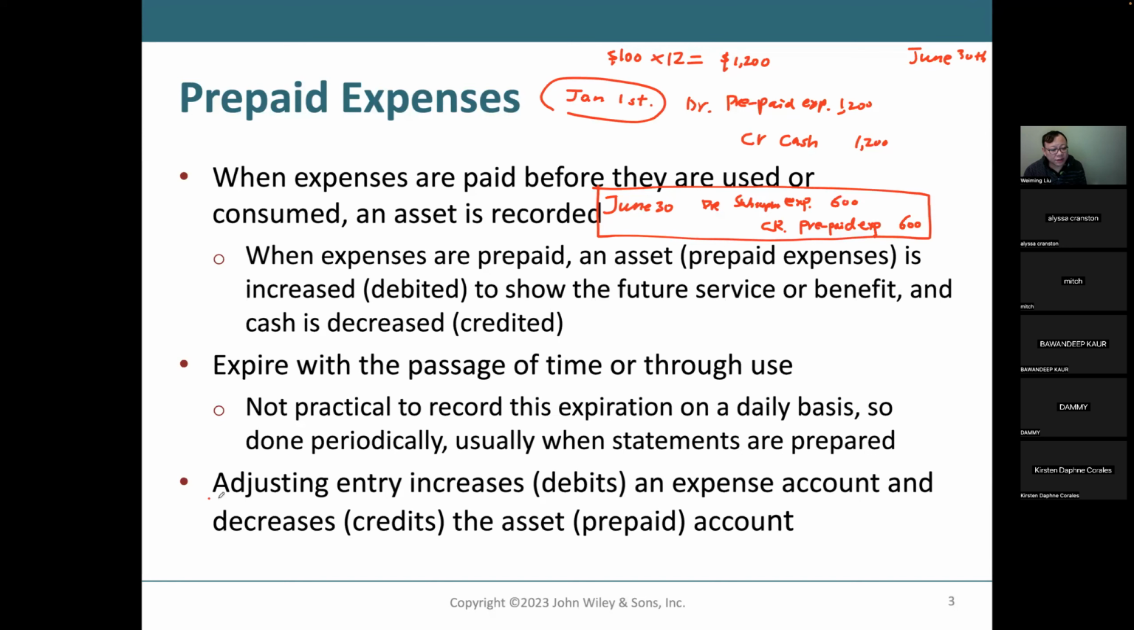So in the accounting adjusting entry, an increase in an expense account uses a debit. So in our example, we debit the subscription expenses, and for the decrease, which is a credit, the asset prepaid account. So I credit the prepaid expenses account. So this example shows you how those journal entries will be done.